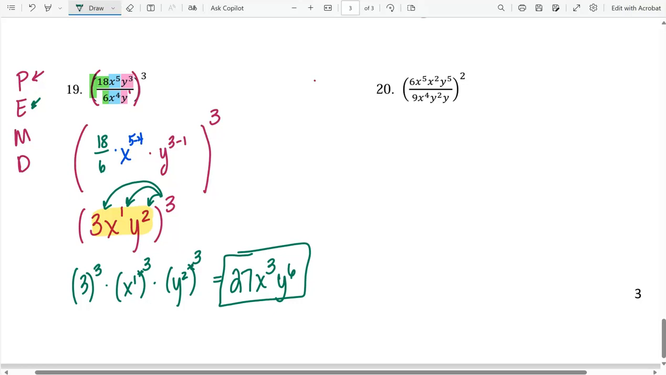Why don't you try that exact same setup? Combine everything you can first on example 20. Try it, and then we'll walk our way through it.